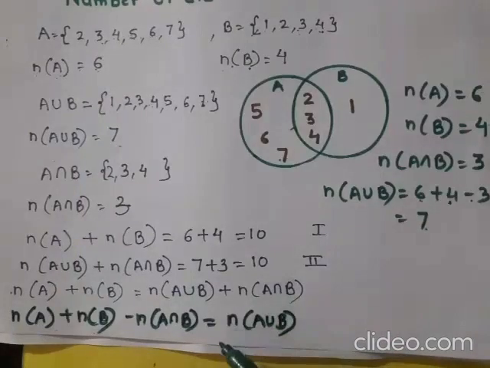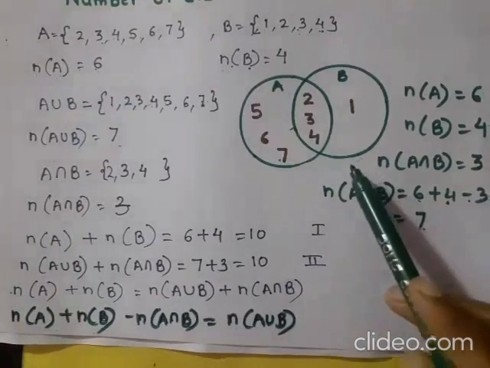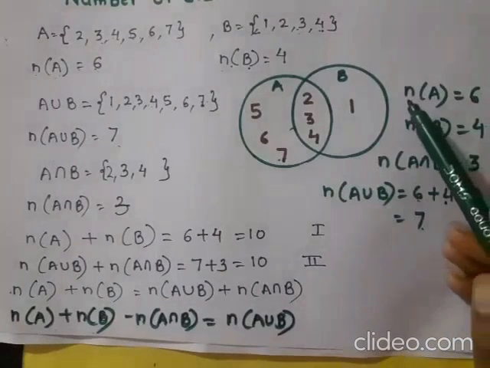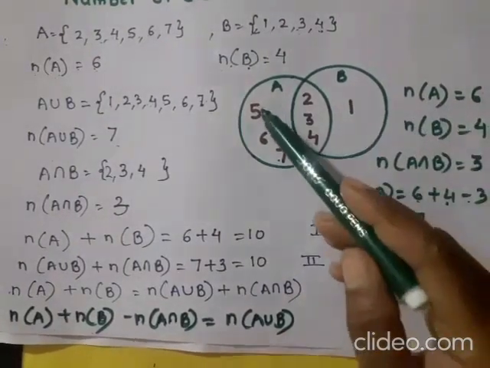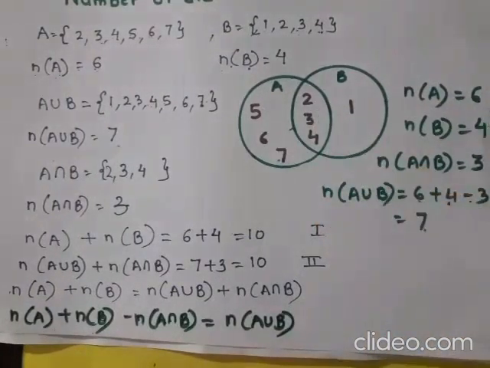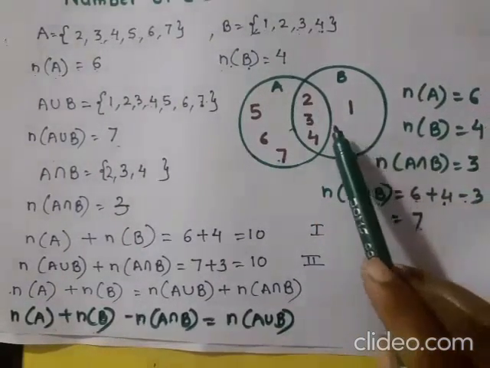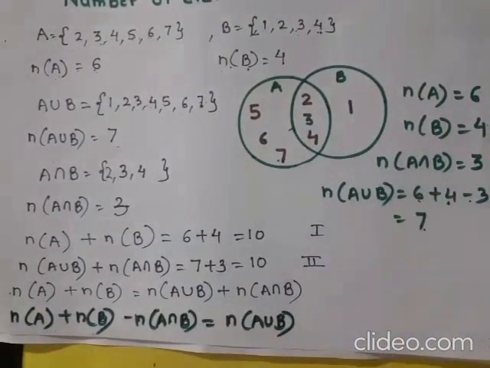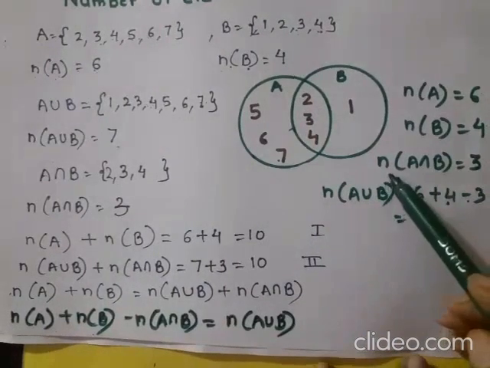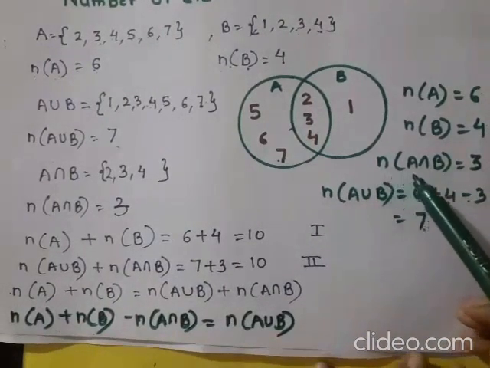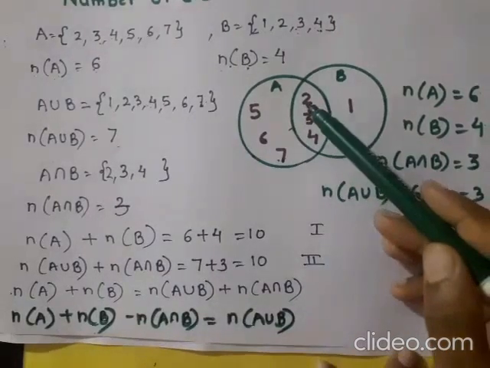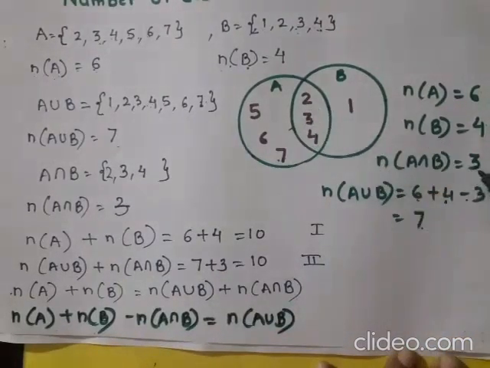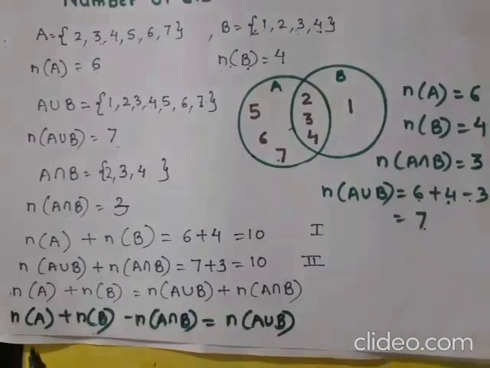Now let us verify this formula with the help of a Venn diagram. Number of elements in set A: 1, 2, 3, 4, 5, 6. How many elements are in set B? 4 elements. How many elements are in set A intersection B? 1, 2, 3.